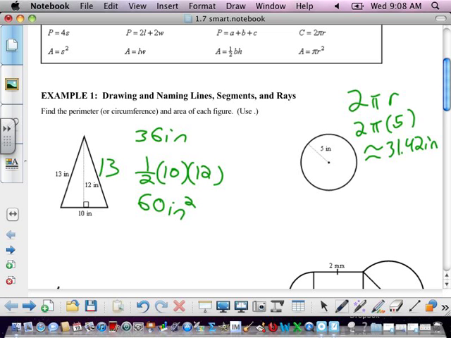Okay, and then we're going to do the area. Who remembers the formula for area? Yes, Sam? Pi r squared. Pi r squared, so you're going to do pi times 5 squared. So that's 25 times pi. Gives us 78.54 approximately. 78.54 what? Inches squared. Don't forget that squared. You'll get marked down. So far, so good?